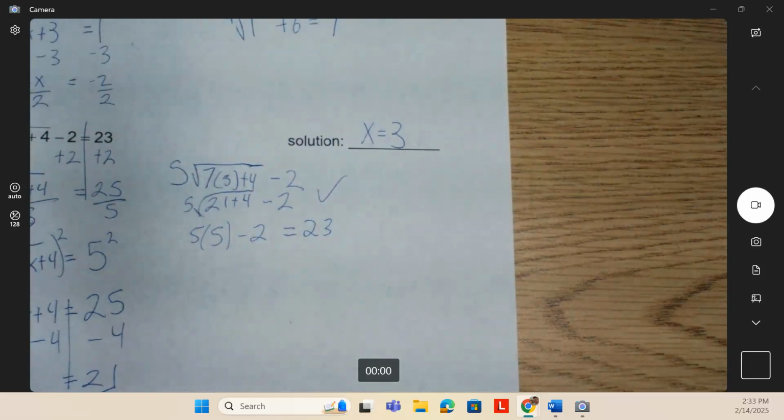So x equals 3. And then we'll look afterwards at what to do if you've got a radical on both sides of the equation.